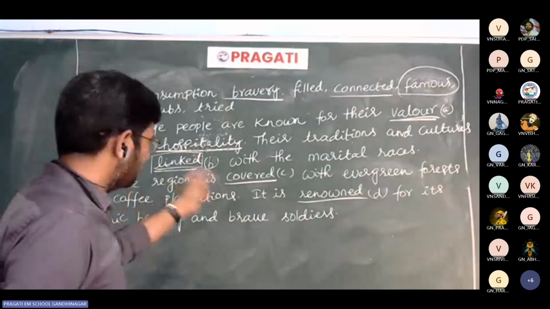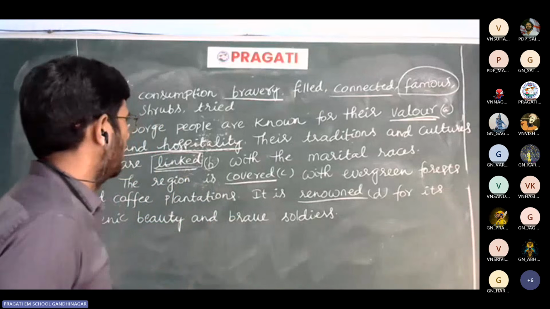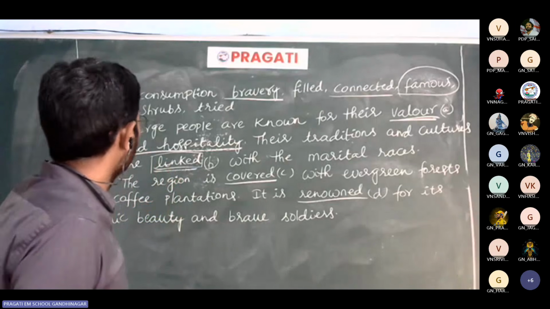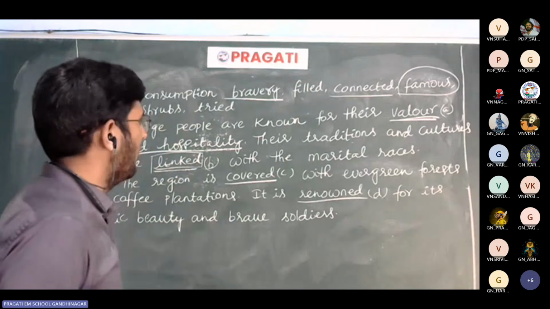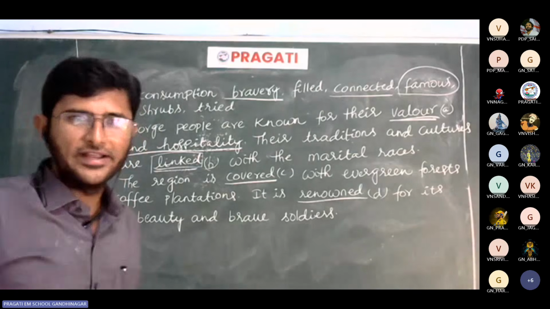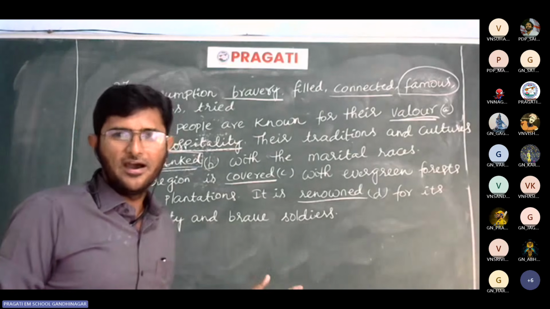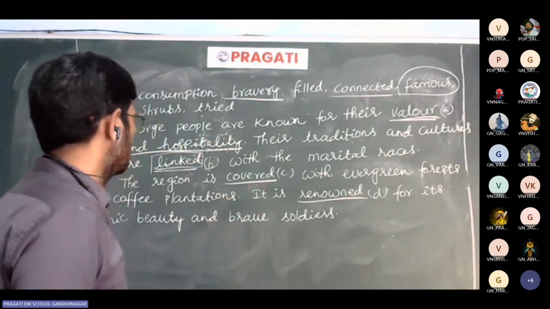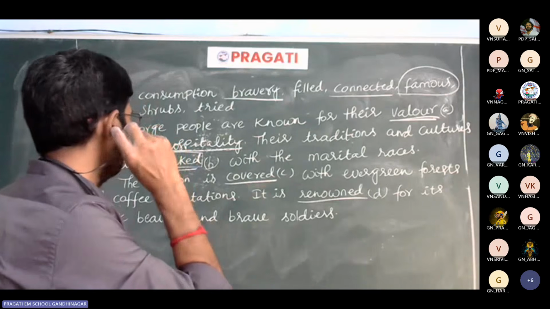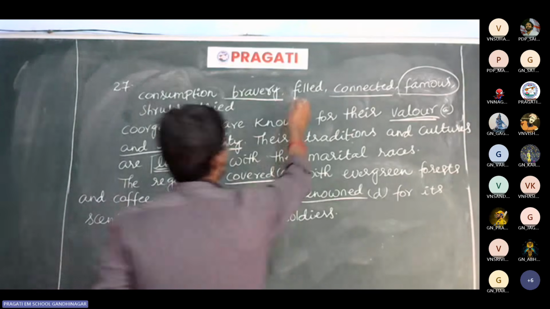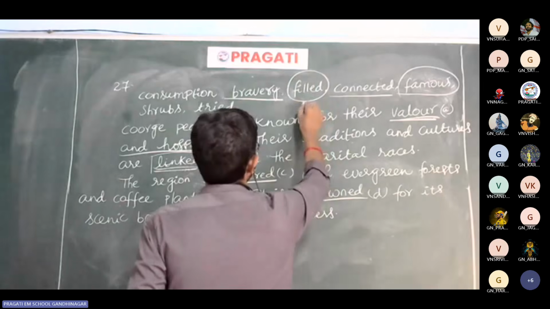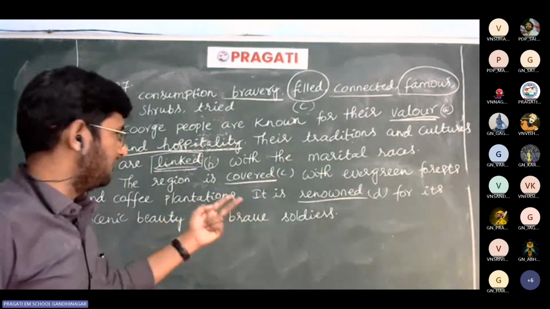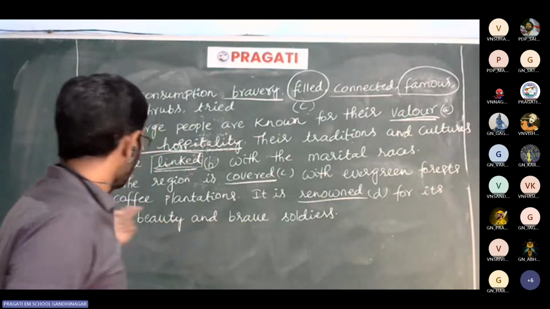So the region is covered with evergreen forests. So what can be used in the place of covered? Can we say consumption or bravery or connected or famous or shrubs or trade? So these words, when they are used in the place of covered, do not make any sense, right? So what is the word which makes complete sense here in the place of covered? So field can be used in the place of covered. So for option C, field, right?